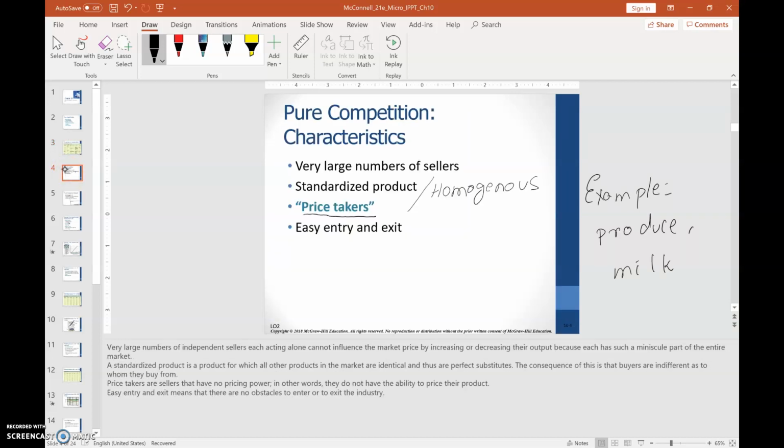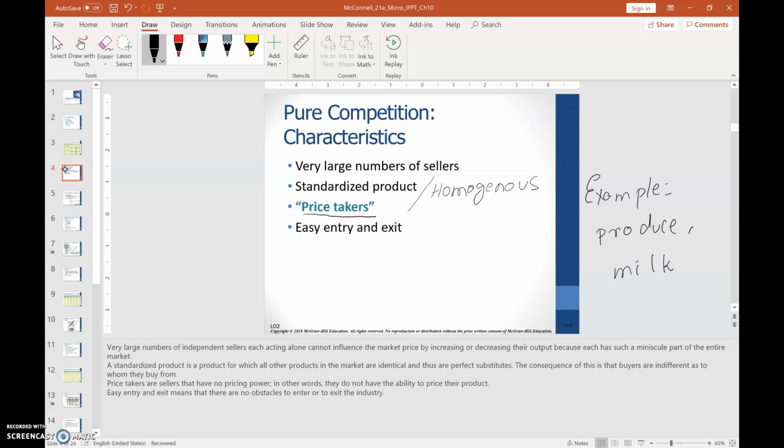Now let's look at the characteristics of highly competitive market structures. Number one, we have a large number of sellers and a large number of buyers so that one single seller or a single buyer cannot really affect the market price. Number two, the products are homogeneous.